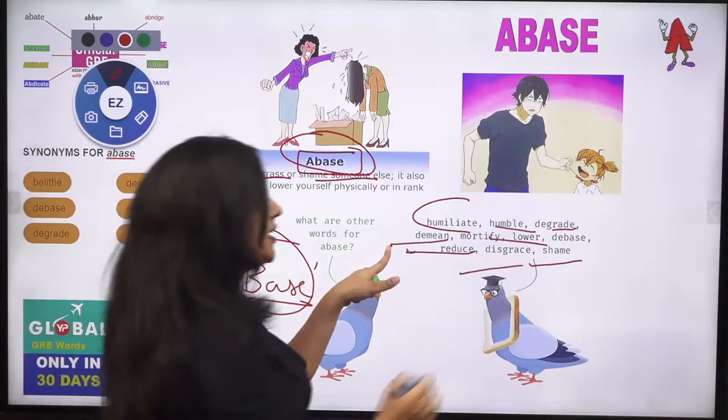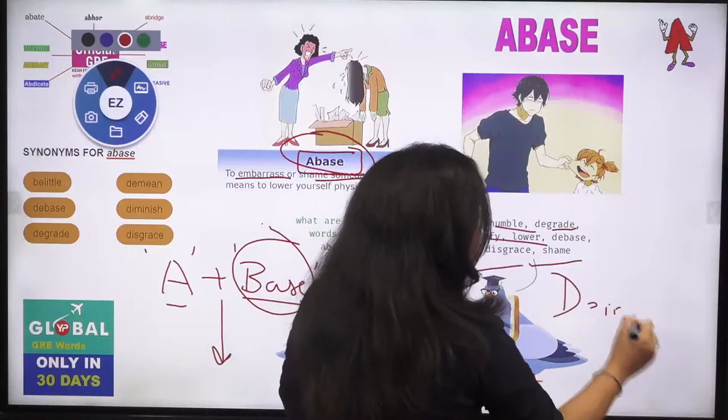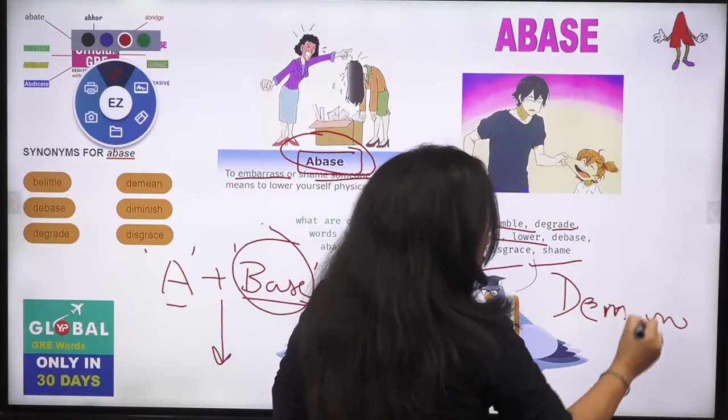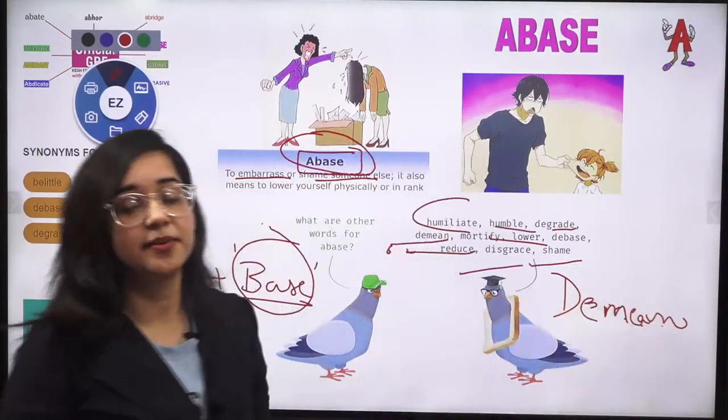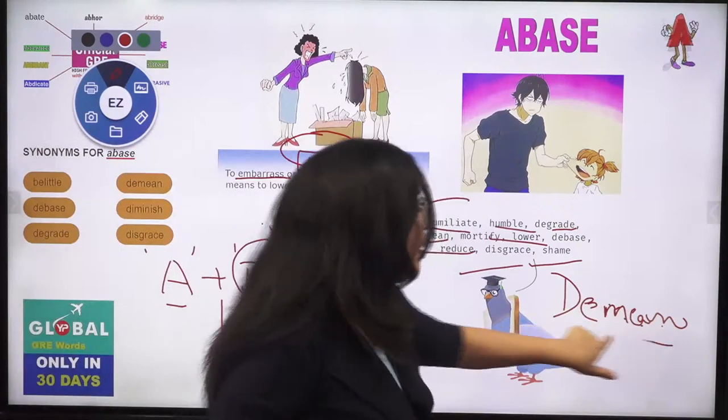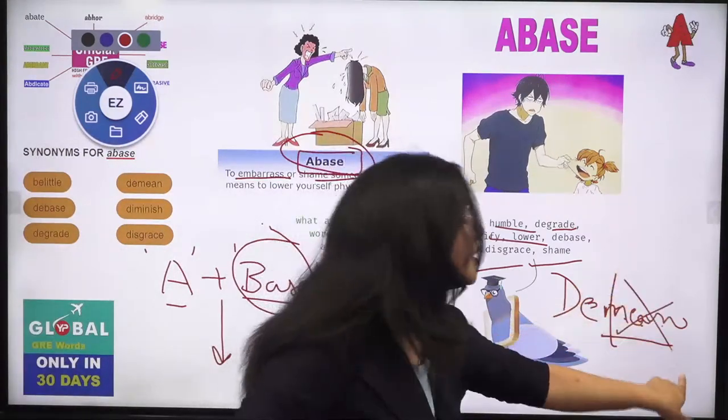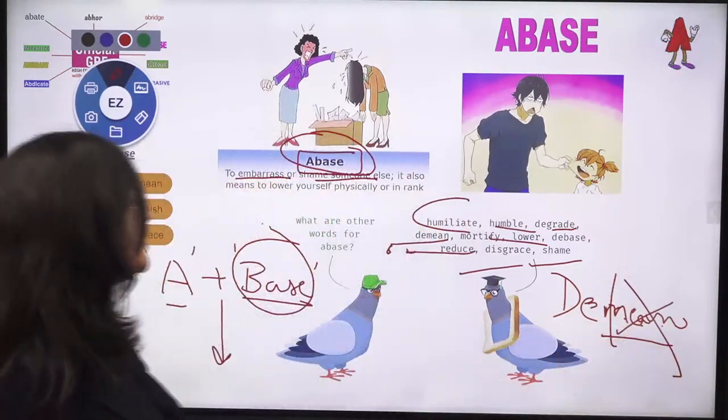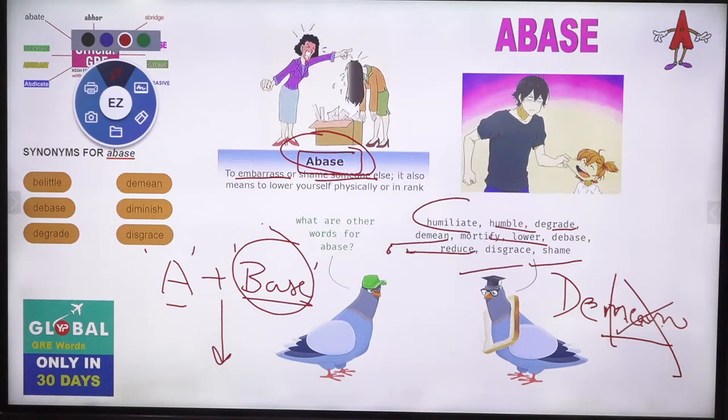How does the word demean come? We all have some meaning in our life, okay? Har insaan ka kuch matlab hai is zindagi mein. So whenever you are violating, aapka matlab aapki life se khatam ho raha hai, that is termed as demean, right? So abase is the first word.